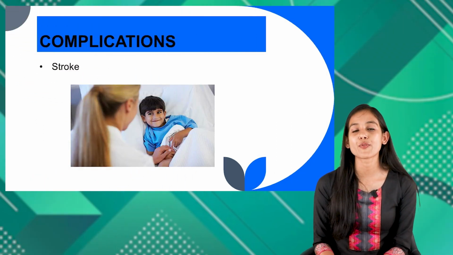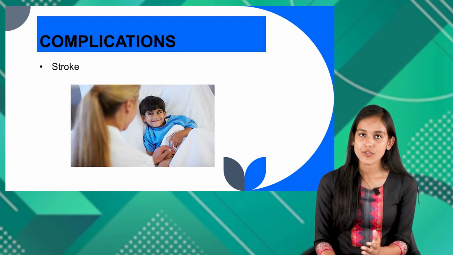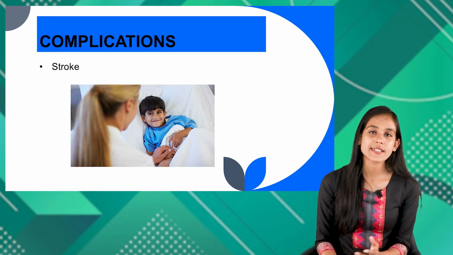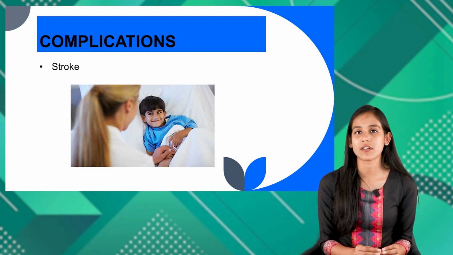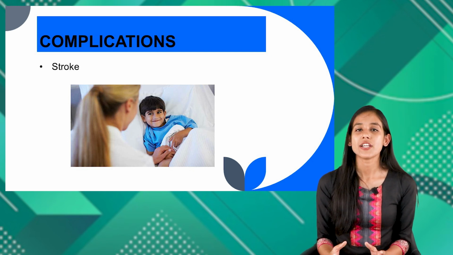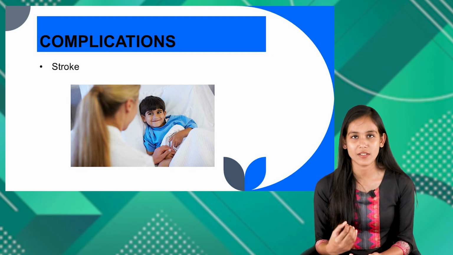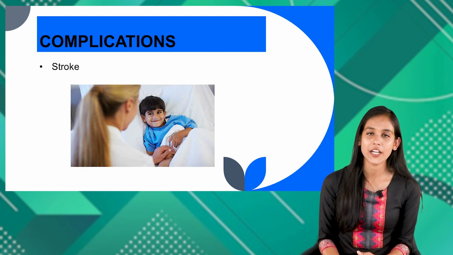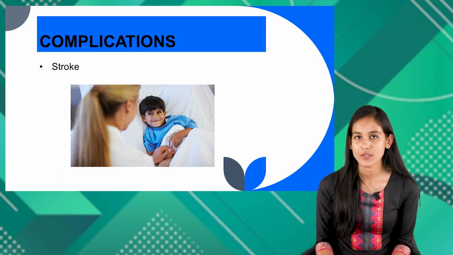Now next, let us move on to the complications. The complications of sickle cell anemia can be stroke, because again the reason is the same, that we learned that the sickle shaped RBCs can block the blood flow, right? So if the brain is not getting a proper amount of blood or oxygen, then there might be an episode of stroke.